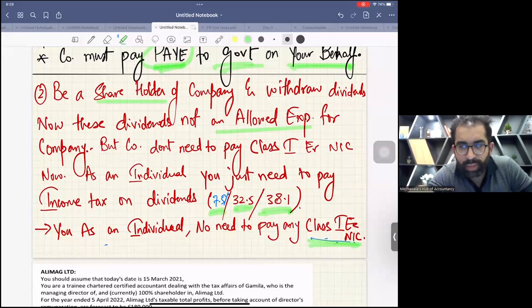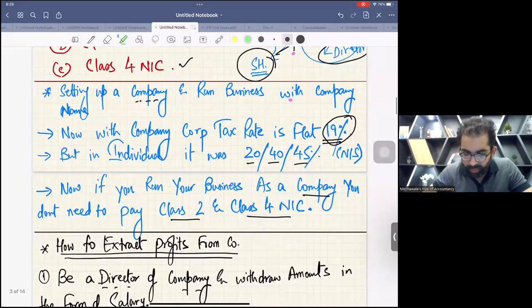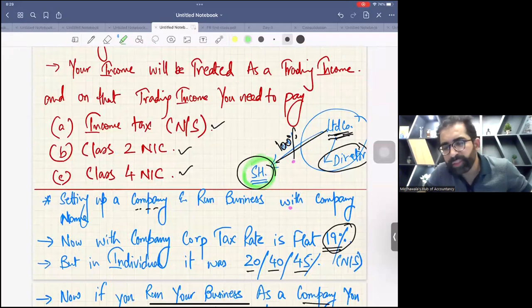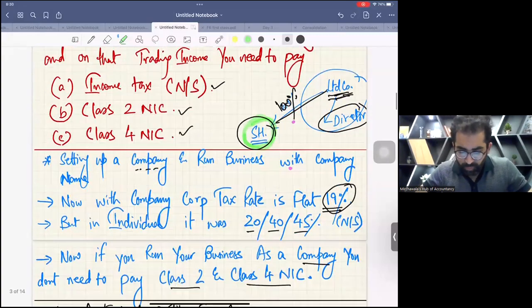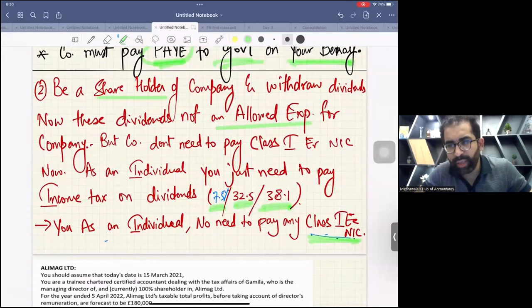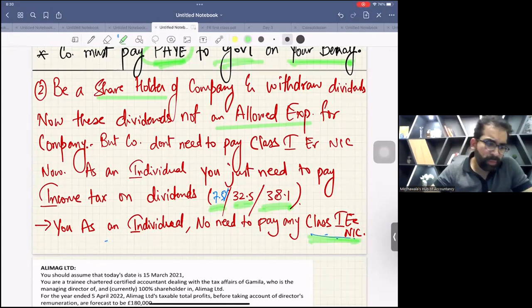Point two, somebody's asking for repetition. Okay, sure. Now we are the shareholders. As we form the company, we have 100% shares. So yes, we are the shareholder of the company as well. So we can take out funds in the form of dividends, right? When you take out funds in the form of ordinary dividends, for companies, dividends are never an allowed expense, okay? We have not studied such a thing in our course. Dividend is not an allowed expense, plus the company need not pay class one employer NIC as there is nothing about employment income. And as an individual, now you are receiving the dividends. So yes, dividend income is a taxable income. You need to pay dividend tax on dividend income at the rate of 7.5%, 32.5% and 38.1%, according to the bands you better know, right?